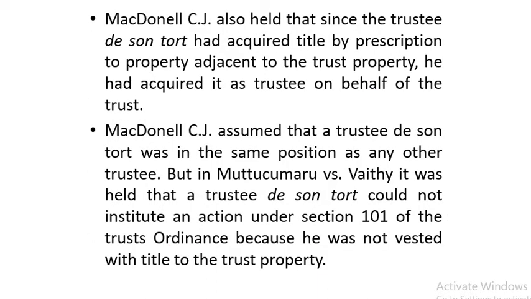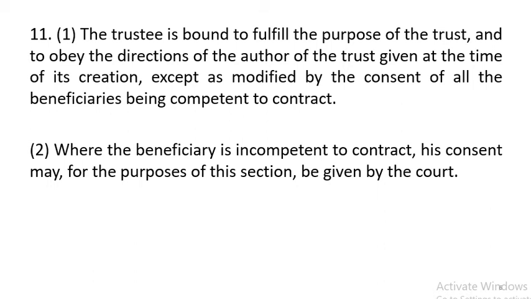Then in this one, McDonald CJ also held that since the trustee had acquired title by prescription to the property adjacent to the trust property, he acquired it as a trustee on behalf of the trust. Then if he gets some sort of other rights also, if he gets those rights as a trustee, then it belongs to the trust.